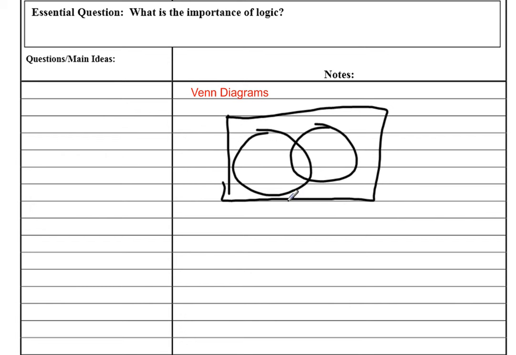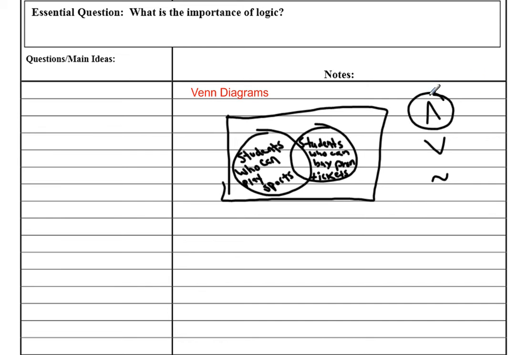In this circle, I'm going to write students who can play sports. And then this circle right here represents students who can buy prom tickets. So given these two categories and the symbols, remember our symbols were and, or, and negate, or not. Which of these portions represents and?